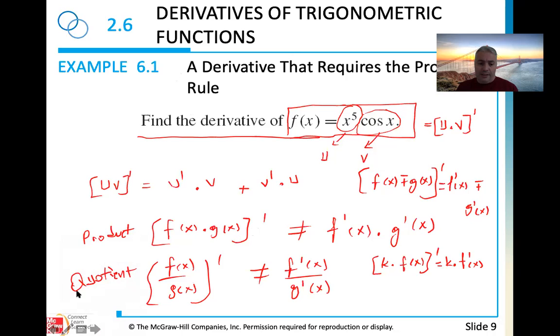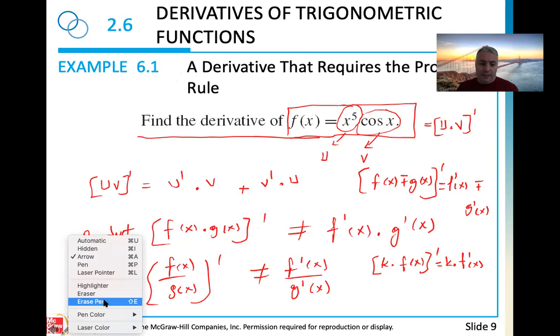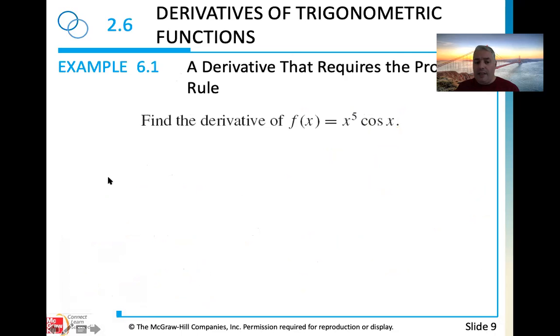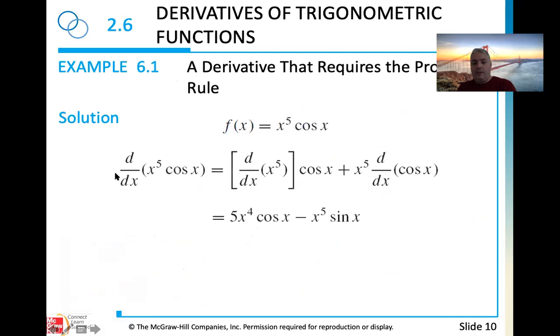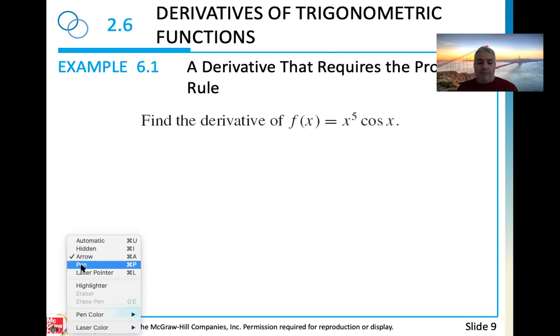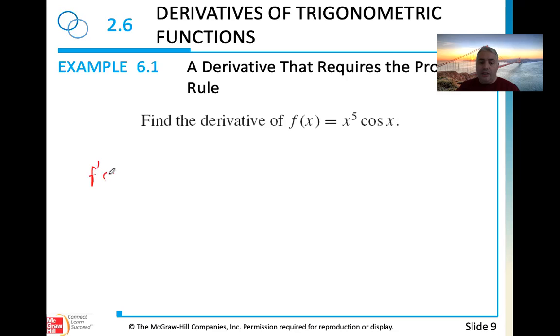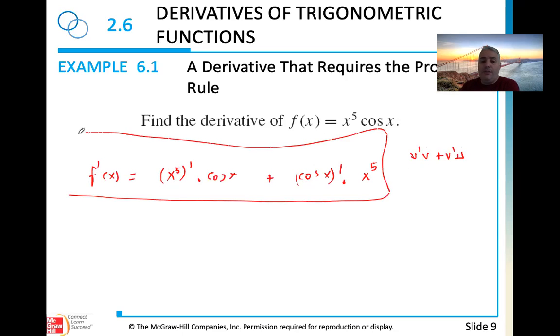So I am cleaning this. What am I going to say then? f prime of x is equal to the derivative of the first function times the second function itself, plus the derivative of the second function times the first function itself. This is u prime v plus v prime u. Till here, do you have anything to ask me, all of you?